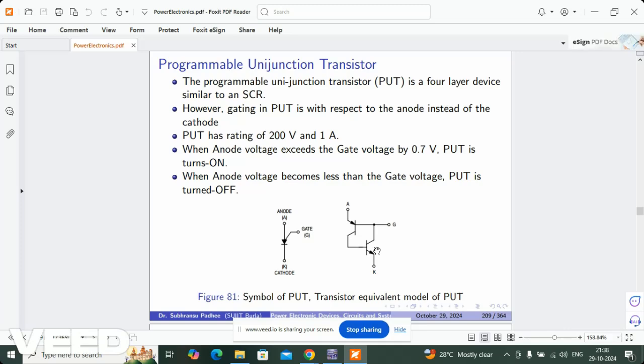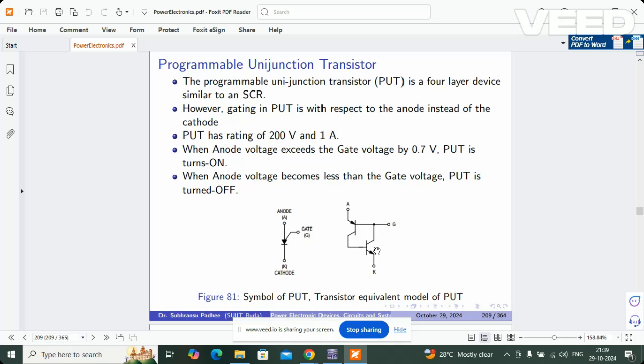Now, why do we require a PUT? PUT is an advanced version of UJT. UJT and PUT are basically used as a relaxation oscillator. Now, what do you mean by relaxation oscillator? An oscillator is a circuit which provides us a repetitive waveform, and it works on the principle of the Barkhausen criterion as well as positive feedback. That is a discussion for another video session, but the basic Barkhausen criterion and positive feedback give us a repetitive waveform. The repetitive waveform can be sinusoidal or non-sinusoidal. If the repetitive waveform is non-sinusoidal, then it is called a relaxation oscillator.